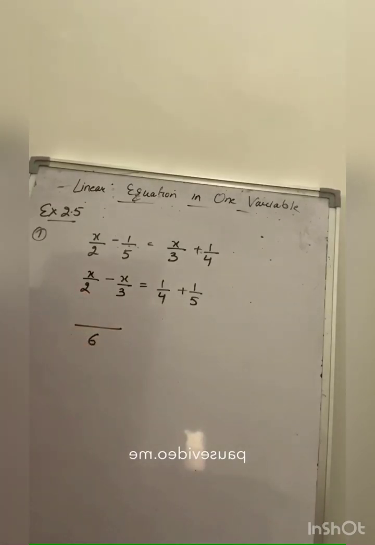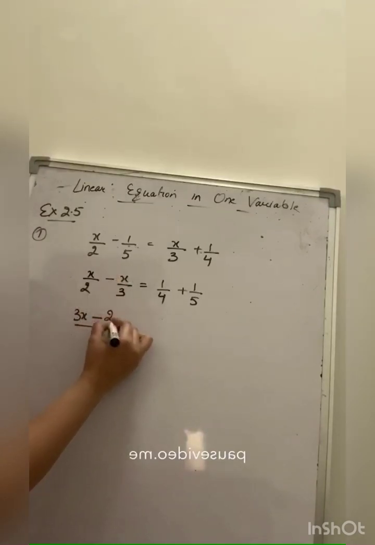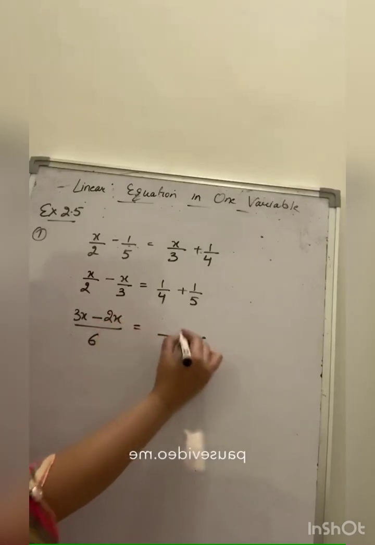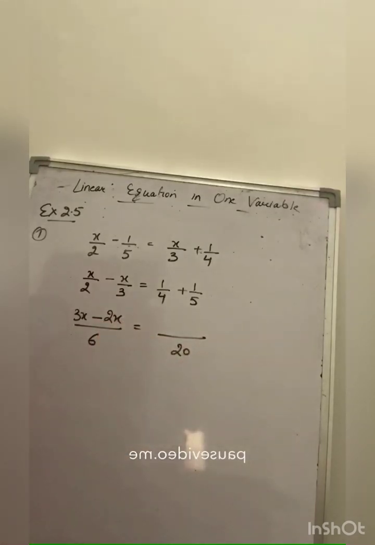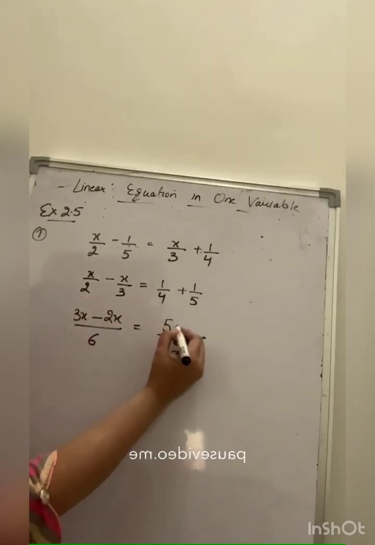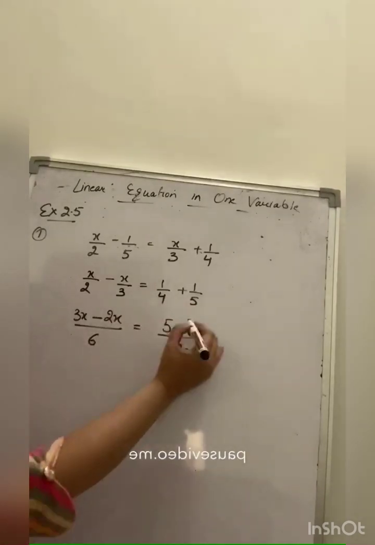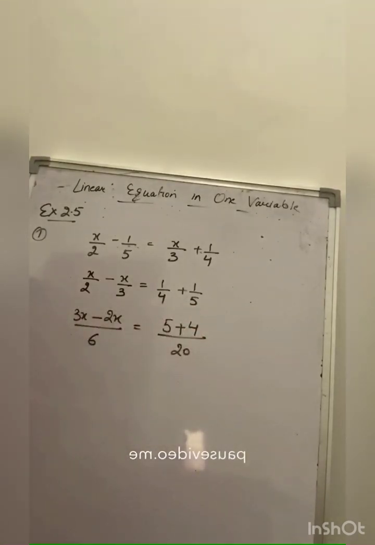The LCM of 2 and 3 is 6. 6 divided by 2 is 3. 3 into x is 3x, minus 6 divided by 3 is 2. 2 into x is 2x. Now LCM on the right hand side is 20. 20 divided by 4 is 5. So 5 ones are 5, plus 20 divided by 5 is 4. 4 ones are 4. 3x minus 2x is x.